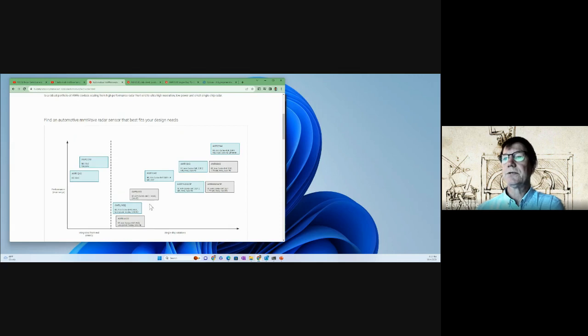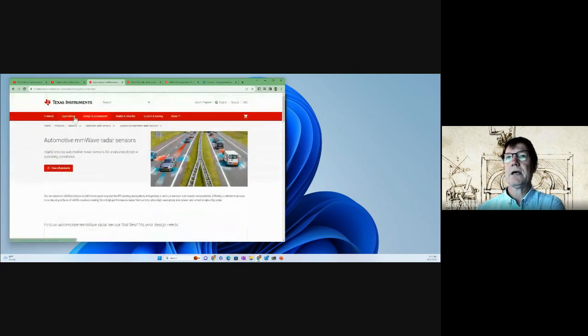So here's a number of different selections. TI also has an industrial line, so things are tuned for different distances and distance resolutions, velocities, that type of thing. So you can imagine that a system designed for automotive may not neatly fit into an industrial application and vice versa, right? So they have two different lines there.